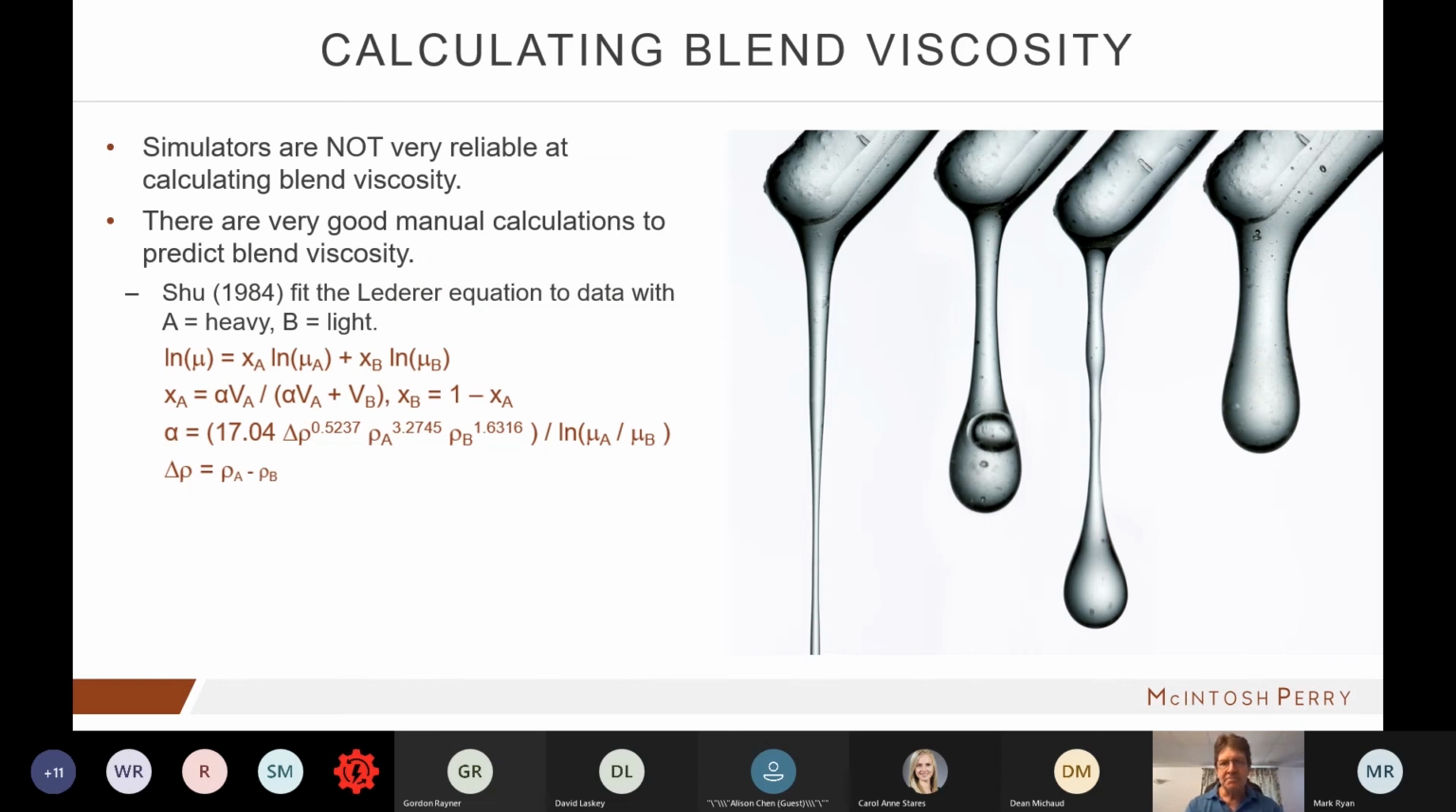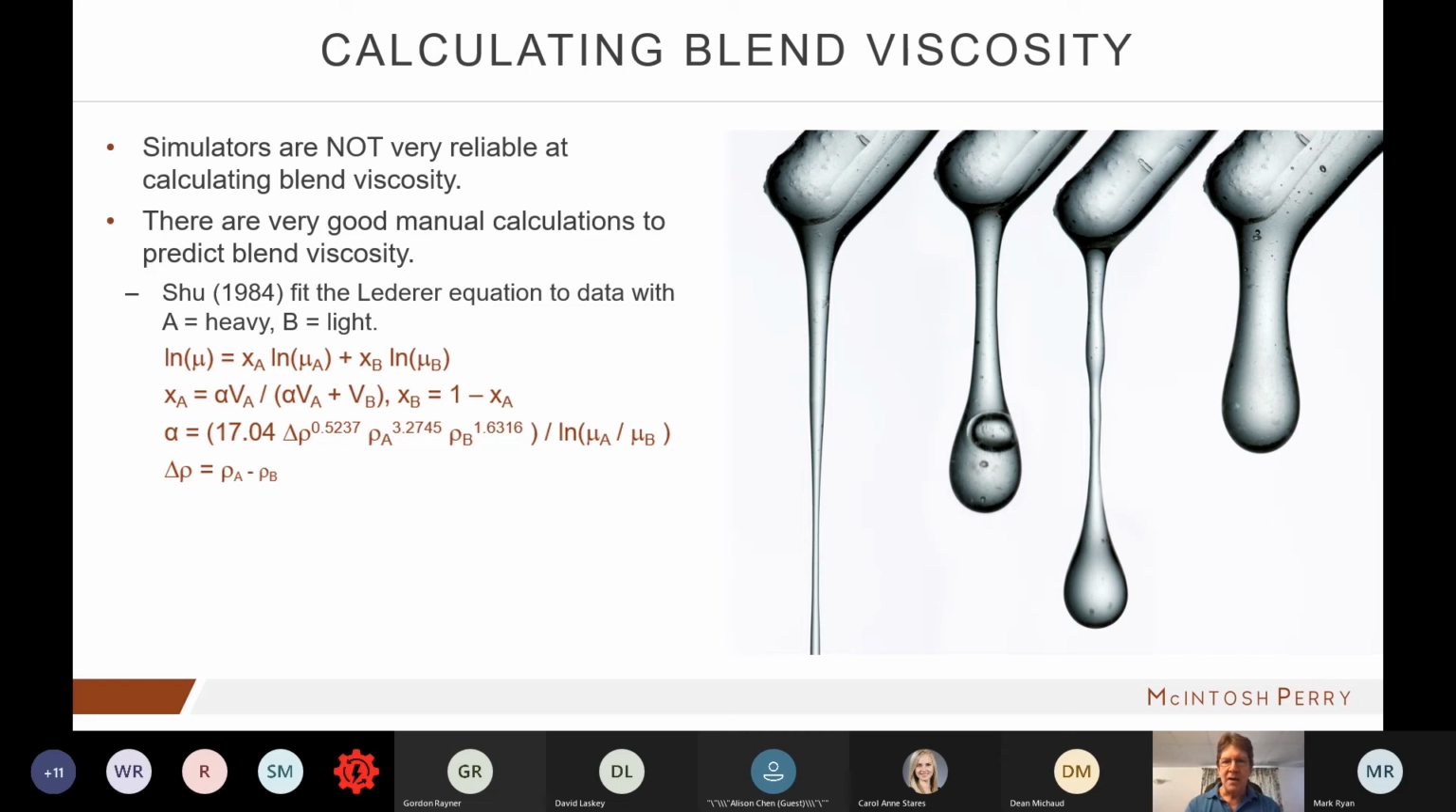Blend viscosity. First of all, I want to say that simulations are really not great at calculating even crude oil viscosities unless you put some data in and ask your simulator to fit it for you. But if you were using a simulator, and I'm not picking on anyone in particular, any of them pretty much, and you ask them to predict crude oil viscosity, they're not very good at it. So they're not good at that. They're definitely not good at blend viscosities either.